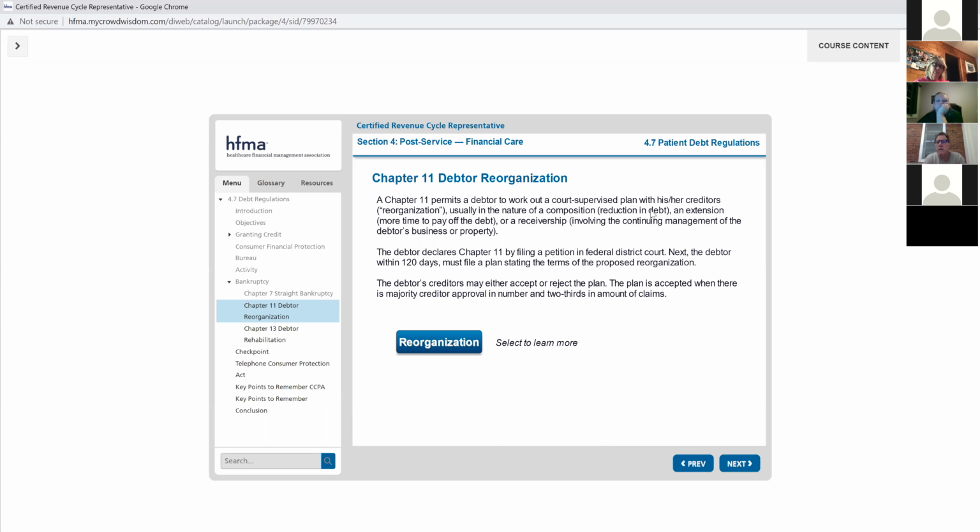The plan is accepted when there's a majority creditor approval in number and 2/3 in the amount of claims. So it gets to be a little funky when it comes down to approval. But just remember, because I've seen this on a couple of sample tests, Chapter 11 is reorganization, and it's 120 days that you have to file the plan. So if you remember those 2 things, I think you should be okay.